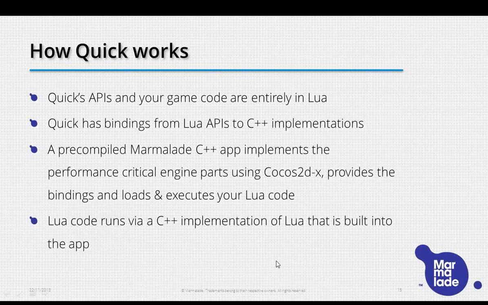How Quick works is it just has bindings from Lua APIs to C++ implementations, and as I said, there is a precompiled Marmalade C++ app using Cocos2D. This is why you don't need the Windows Phone 8 toolchain, for example, to use Quick, because all the C++ stuff that would require any compilers is precompiled, and optimized for all the different devices and architectures we support. So all you really have to do is worry about your Lua code running on top.